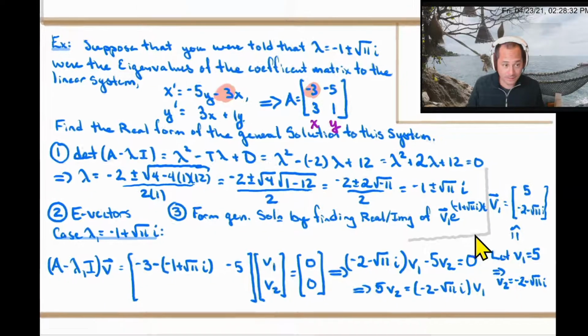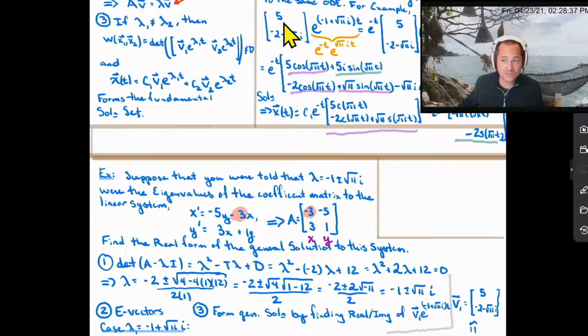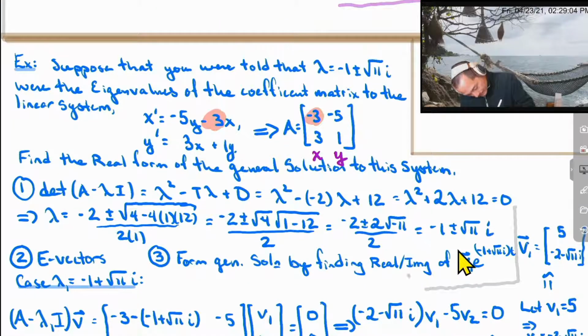Here, I'll zoom out a little bit. We had the vector 5 in the first component, negative 2, negative square root of 11i in the second, and then e to the negative 1 plus the square root of 11i t. So this vector right here, which we have just found, what would we need to do next? We need to perform the decomposition operation to get the general solution, and that's what we just did up here. Cool. So I'm just going to write a little note down here, see above.